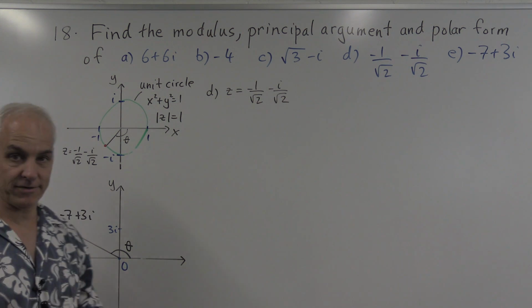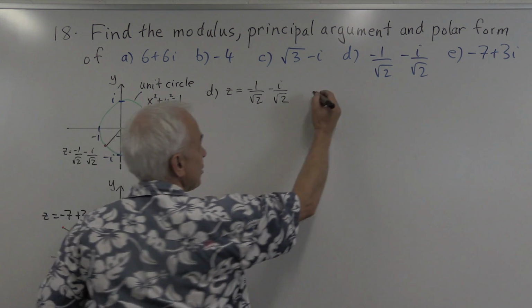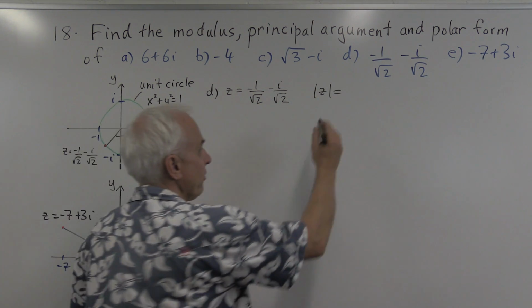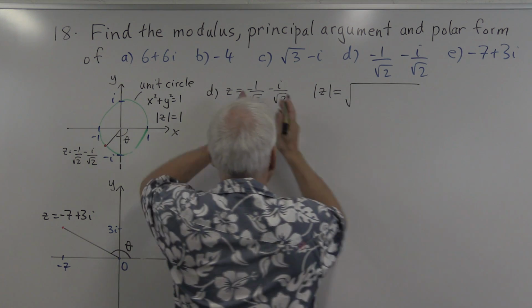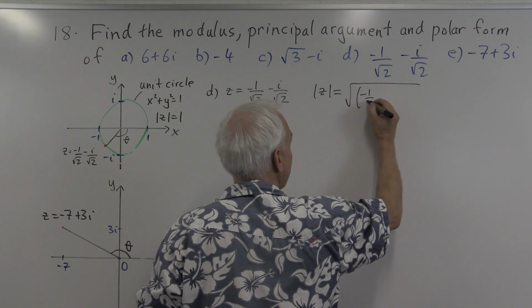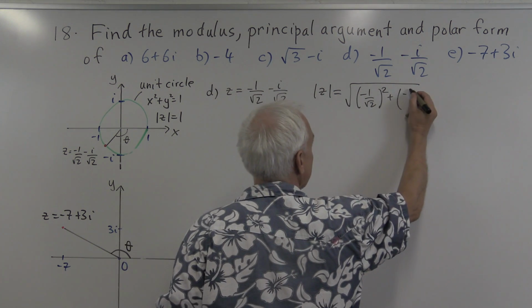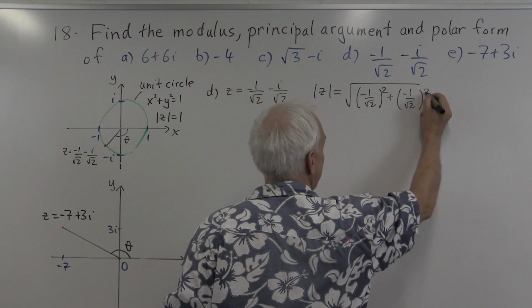And how can we see that for this one? Well, the modulus of z is the square root of the real part squared plus the imaginary part squared.